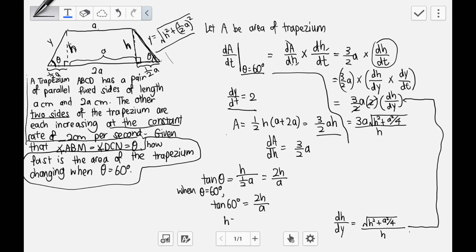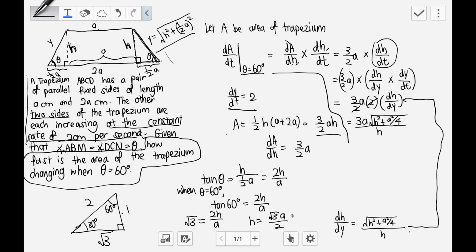So h would be equal to tangent 60 degrees. Remember this triangle, 30 degrees, 60 degrees, and 90 degrees. The sides would be 1, 2, and root 3. So tangent 60 degrees is opposite over adjacent, which is just root 3. So root 3 equals 2h over a. Then that means h equals root 3 a over 2.